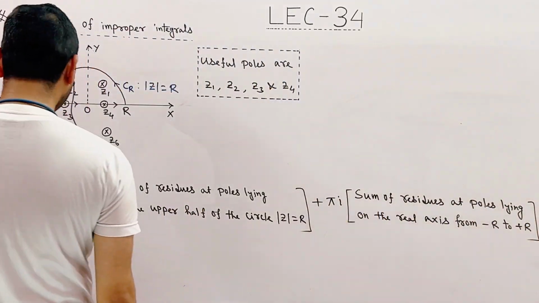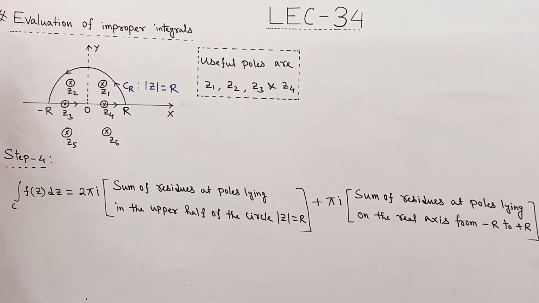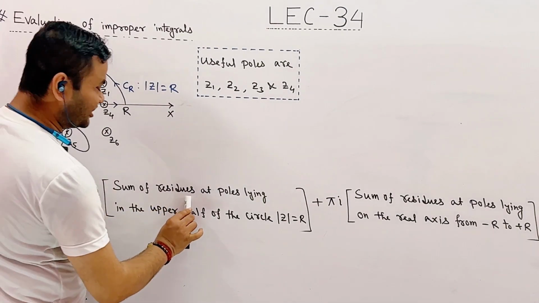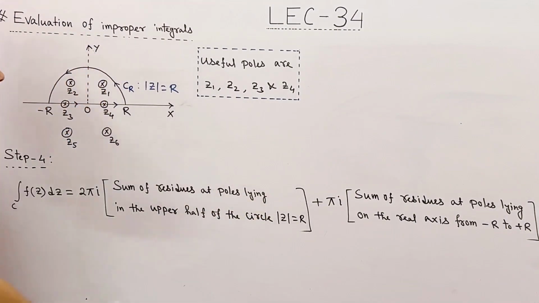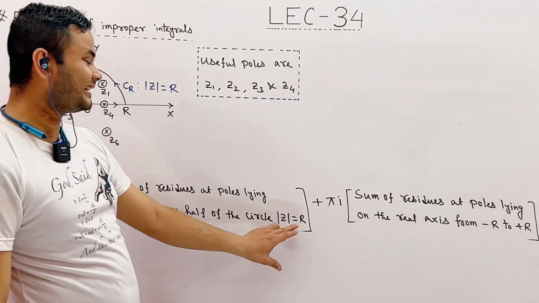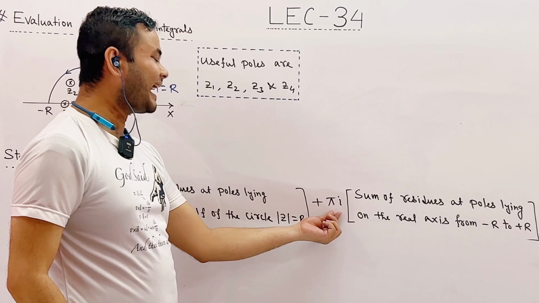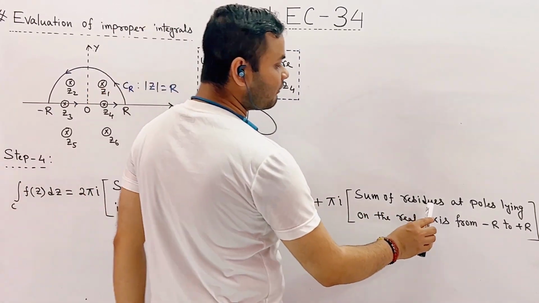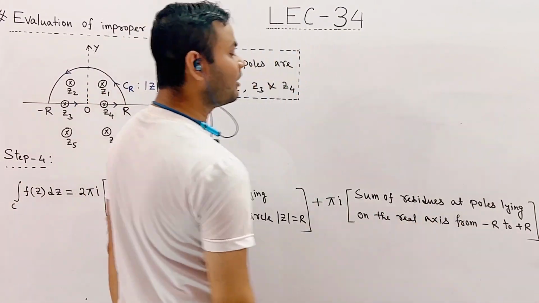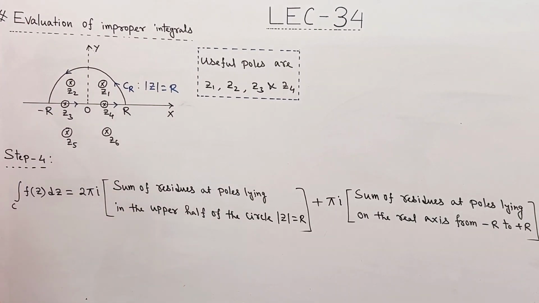According to step number 4, the value of this integral is given by twice pi iota into the sum of residues at the poles lying in the upper half of the circle modulus of z equal to R, plus pi iota into the sum of residues at the poles lying on the real axis from minus R to plus R.